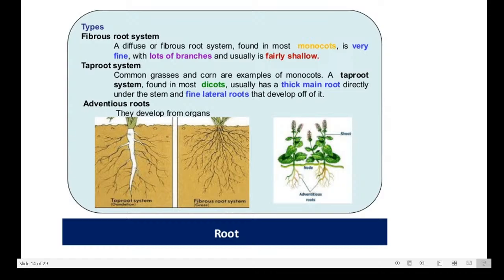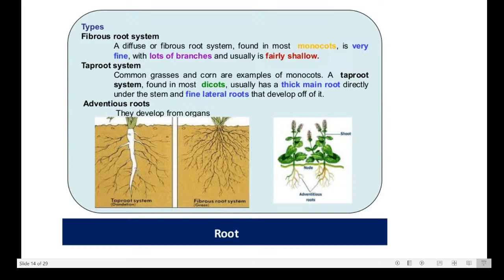Normally, grasses have a fibrous root, but other food crops are dicots. Dicots have the taproot. Most dicots have a taproot, because once you pick up the plant, you can identify it based on the root, whether it is dicot or monocot. This is the basic thing.